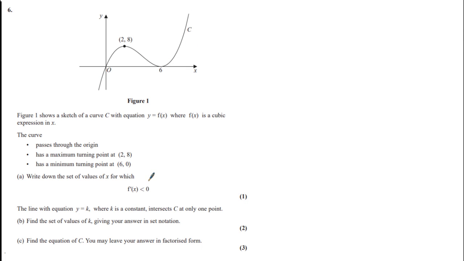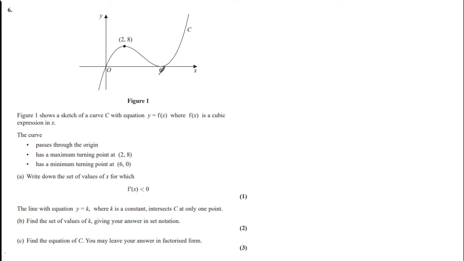Okay, so what this question is essentially asking us to do is write down the set of values of x for which the gradient of the function is less than 0. Now we know that when the gradient of a function is less than 0, or when we have a negative gradient, this is represented by a line that is downward sloping. And by looking at this graph, we can see that the portion of this curve which would be downward sloping would be here. Okay, and that's between x values of 2 and 6.